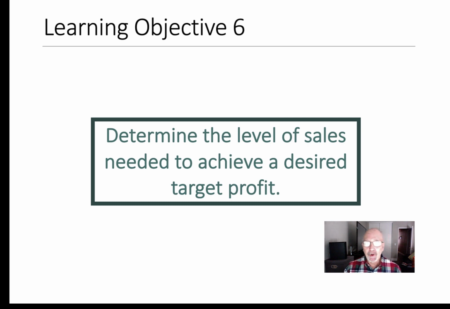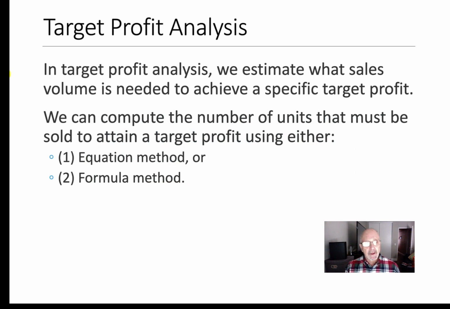Okay, so in objective number 5, we used 0 in the formula. In objective number 6, we have a target profit, a profit that we want to make. So we can compute the number of units that must be sold to attain the target profit using either equation or formula, just like we were doing before with the break even.